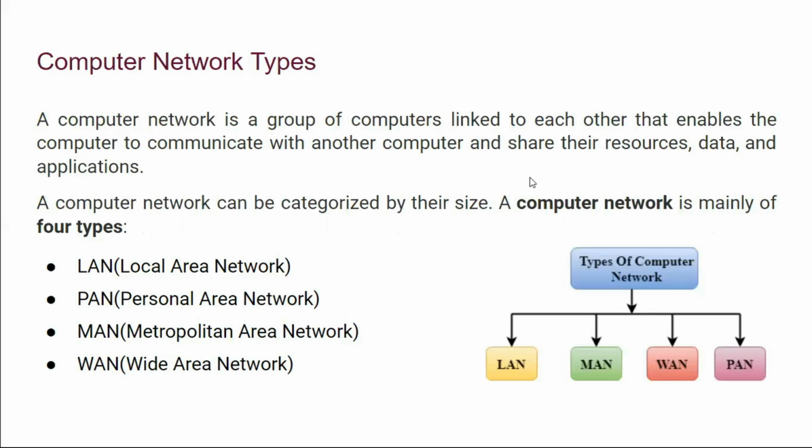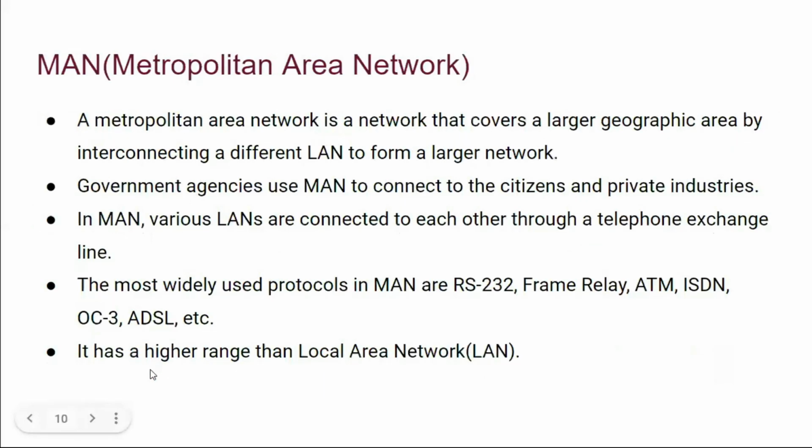In the previous session, we saw computer network types. Of the 4 types, we discussed only the first 2, the local area network and the personal area network. In this video, we are going to see the remaining 2, that is the metropolitan area network and the wide area network. First, we will start with the metropolitan area network.